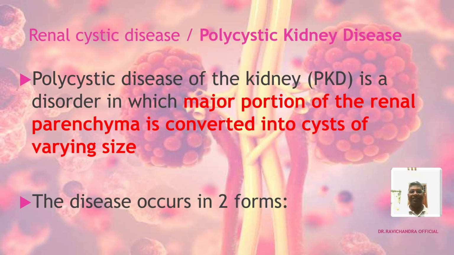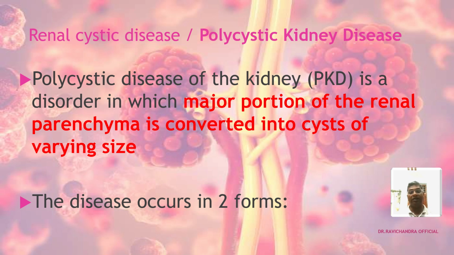Renal cystic disease, also called polycystic kidney disease. Polycystic disease of the kidney is a disorder in which a major portion of the renal parenchyma is converted into cysts of varying size. So, the name itself is saying polycystic, multiple cysts are present in the kidney. Polycystic disease of the kidney. Okay. Major portion of the renal parenchyma is converted into cysts of varying size.